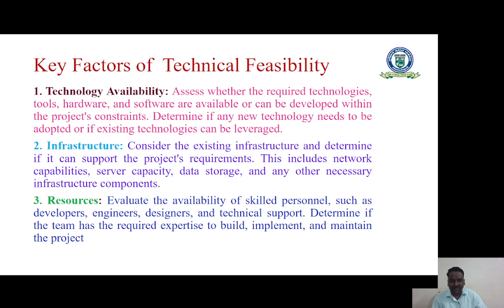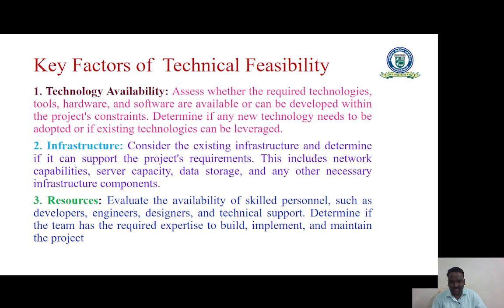Key factors of technical feasibility. First one, technology availability. Assess whether the required technologies, tools, hardware and software are available or can be developed within the project's constraints. Determine if any new technology needs to be adopted or if existing technologies can be leveraged.